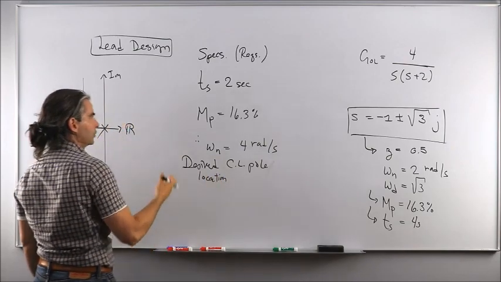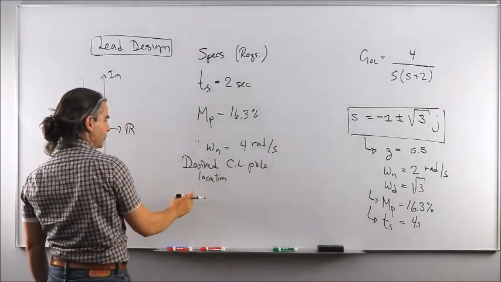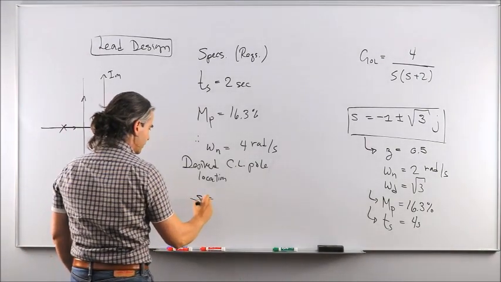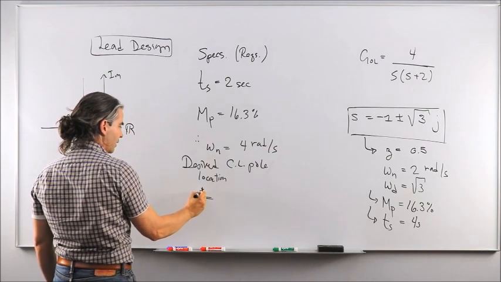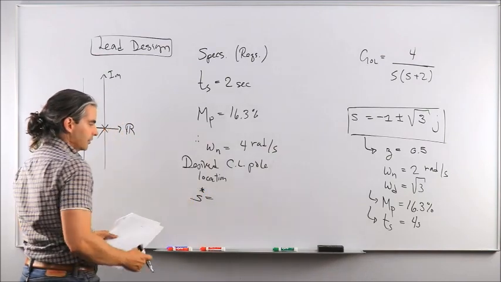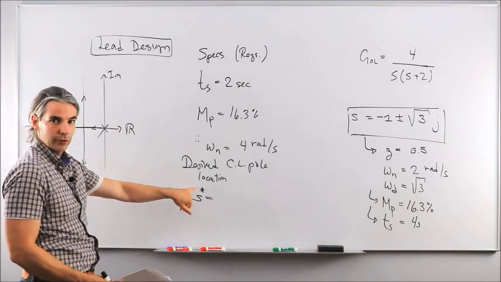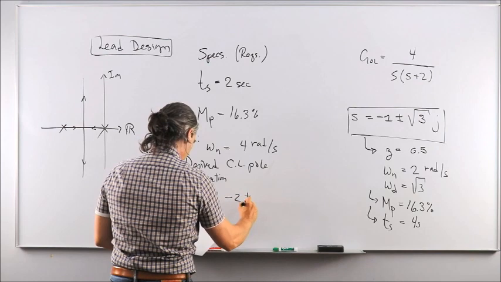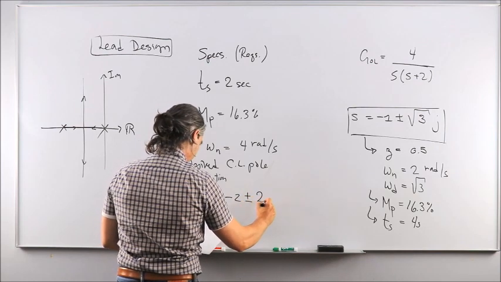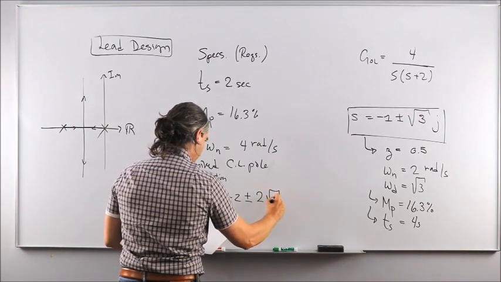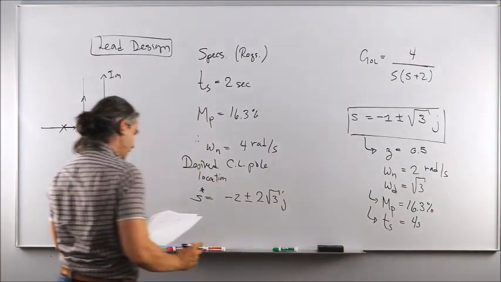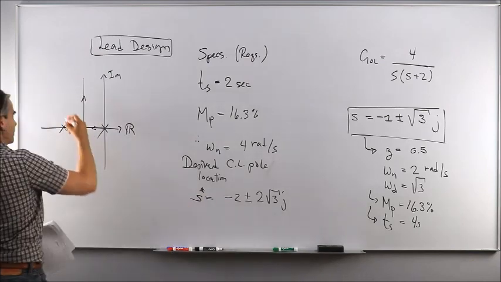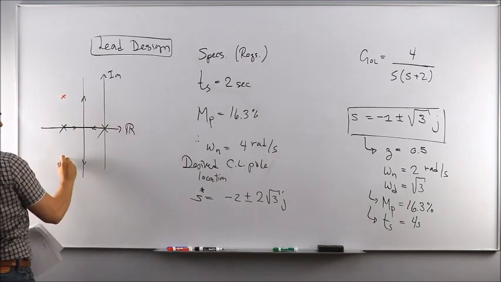And by now you should know how to turn specs into pole locations on the complex plane, okay? So the desired pole locations, which I shall denote with S star. I'm shooting for the stars, so thereby S star is what I'm shooting for, okay? It's going to be -2 plus or minus 2 square root of 3 j, like that. So the desired pole locations in red, or S stars, happen to be here and there.